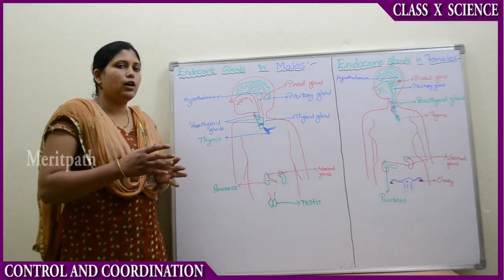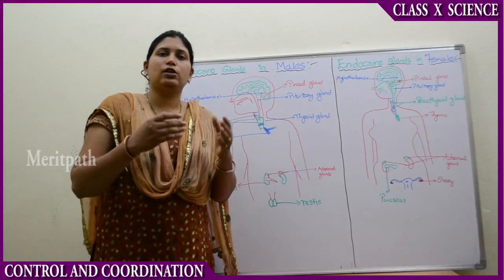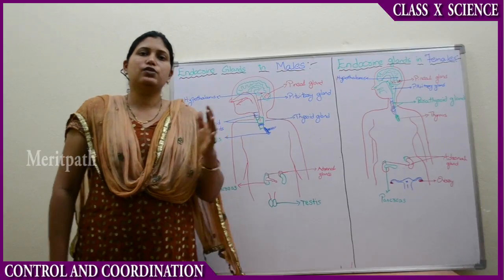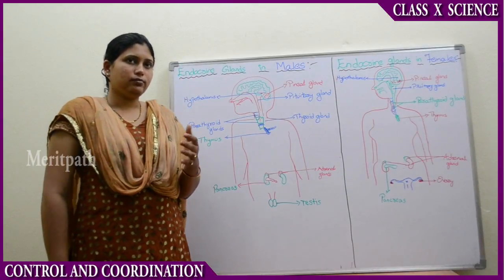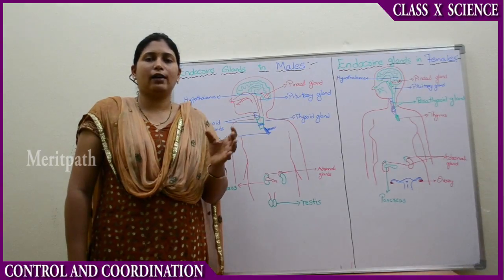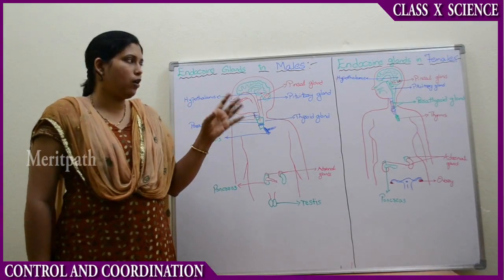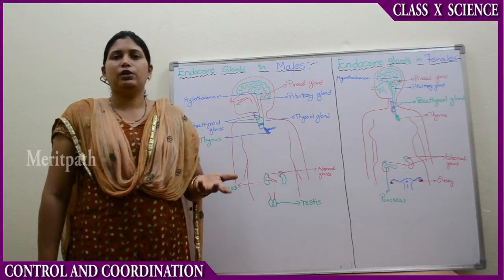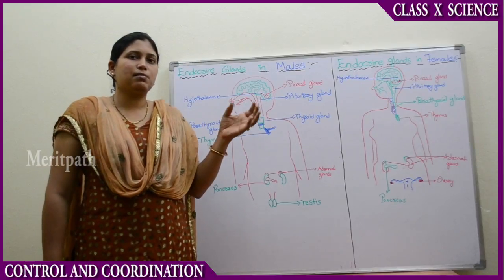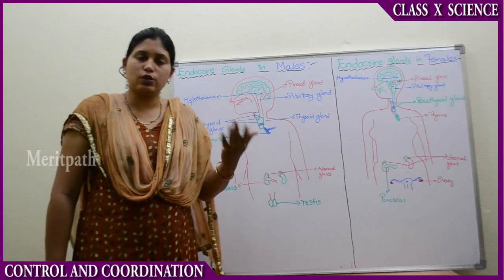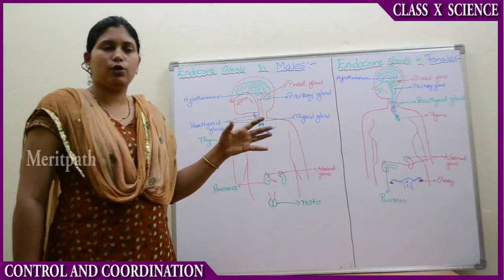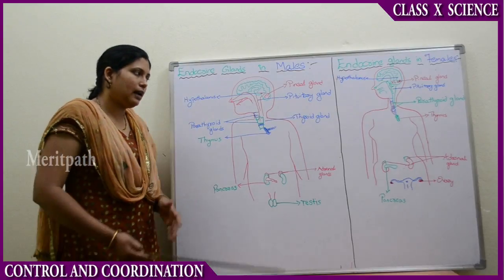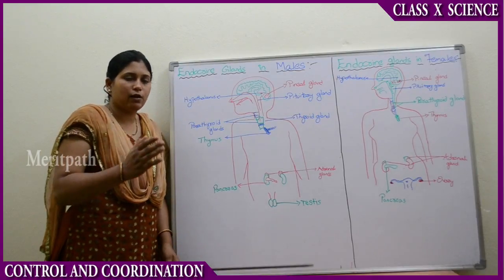See, nerves cannot always reach every nook and corner of the body. So that is the reason hormones are secreted. They reach every nook and corner of the body and do the process. So the nervous system's control and coordination is associated with the secretion of hormones of these endocrine glands. Okay, now let's see different types of endocrine glands and what functions they perform in our body.